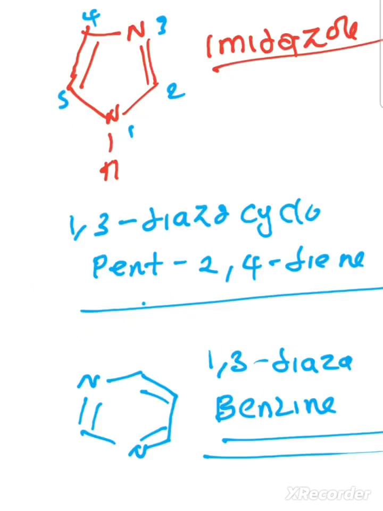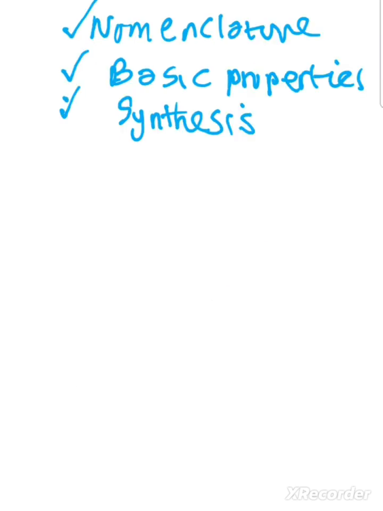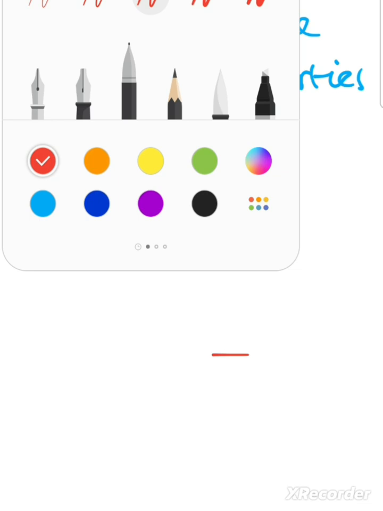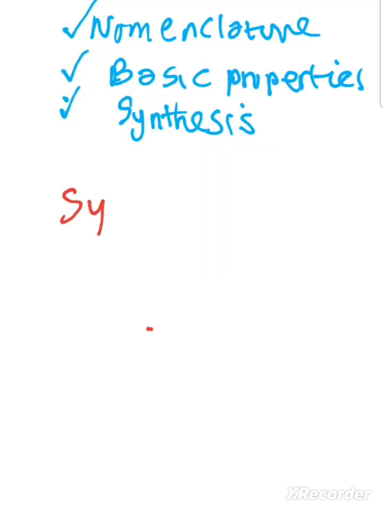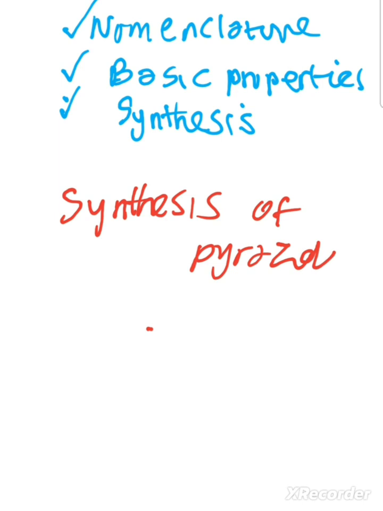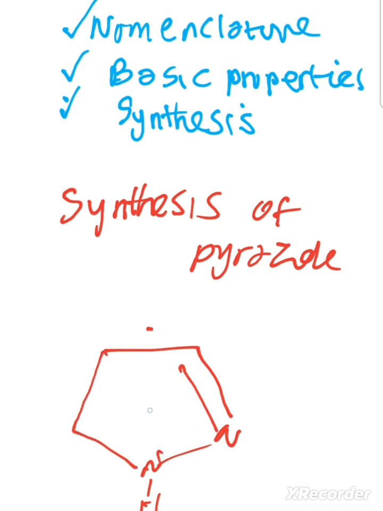So our lesson today will look at the synthesis of pyrazole. So here I'm going to write synthesis of pyrazole, and the pyrazole that we are synthesizing is something like this. On position 1, there is nitrogen, and on position 2 there is nitrogen. So this is a pyrazole.